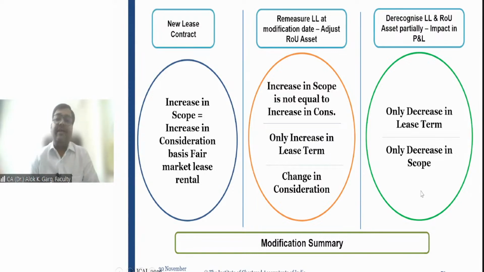Then friends, if there is only a decrease in the lease term, or only a decrease in the scope, either a decrease in the lease term or a decrease in scope, in that case, you have to de-recognize the lease liability and right of use asset partially, right? And if there is any differential, it has to go to the P&L. Okay. This is what we have discussed in the last class.